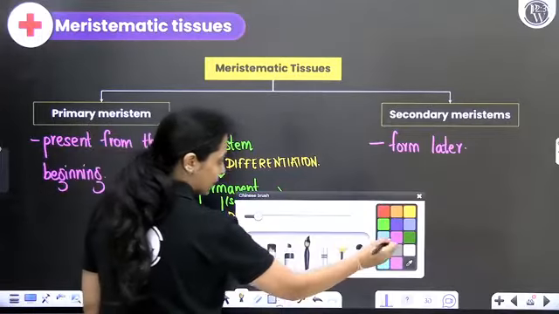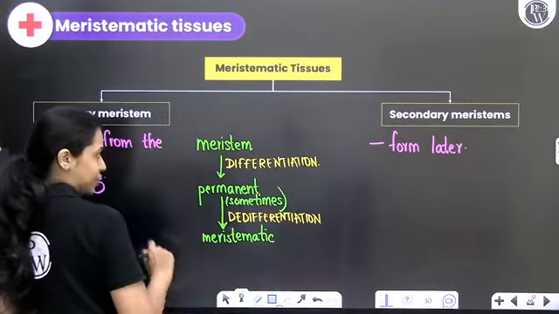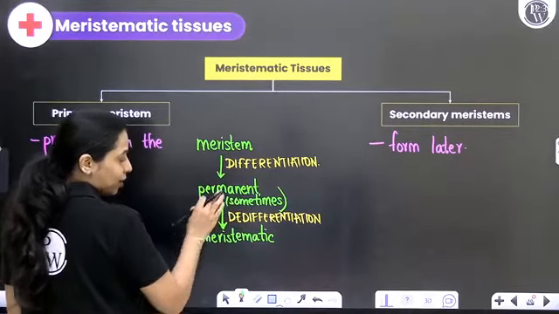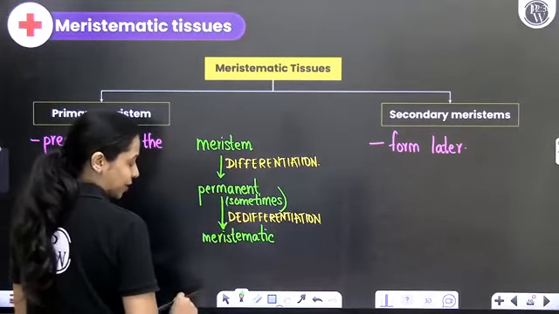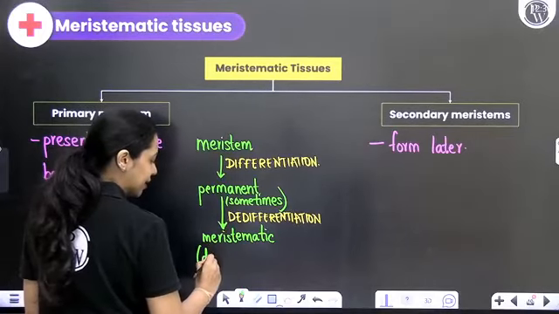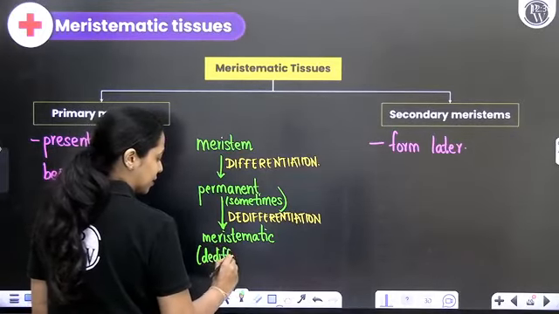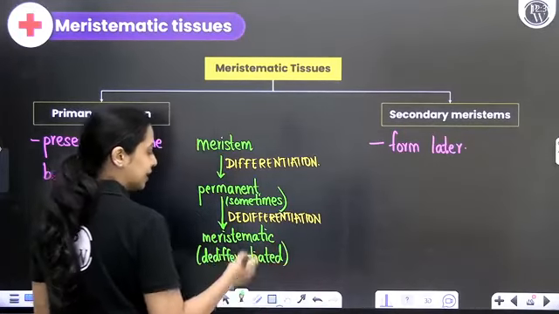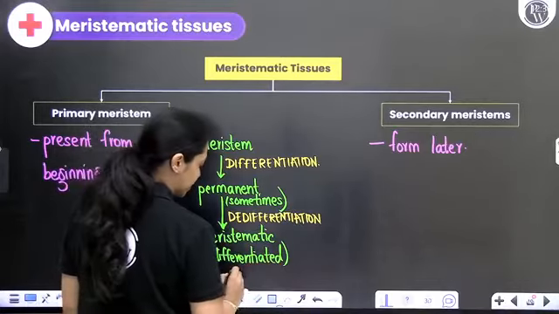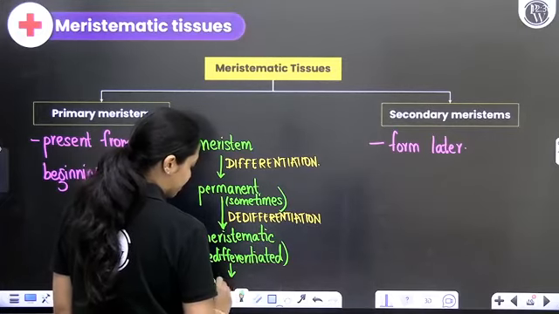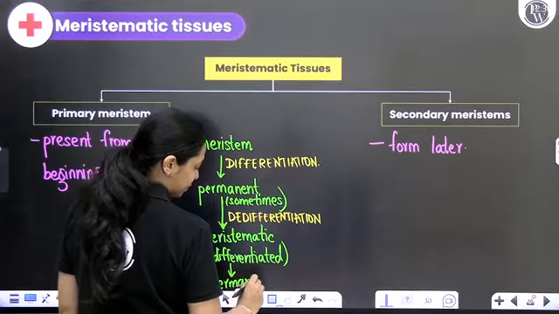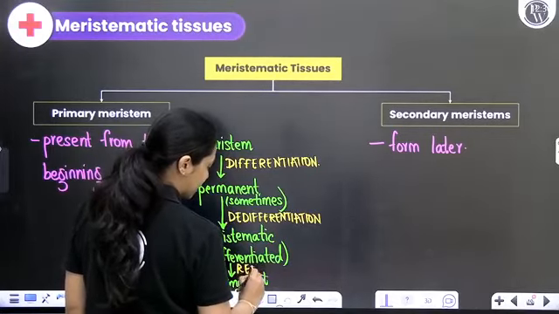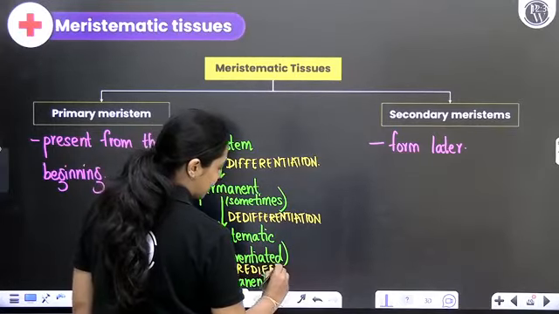This meristem formed later. It was not there initially. It formed later because some permanent tissues de-differentiated. This has formed later because of de-differentiation. So we call this de-differentiated meristem. And this de-differentiated meristem can further give rise to permanent tissues again. And that process is called re-differentiation.